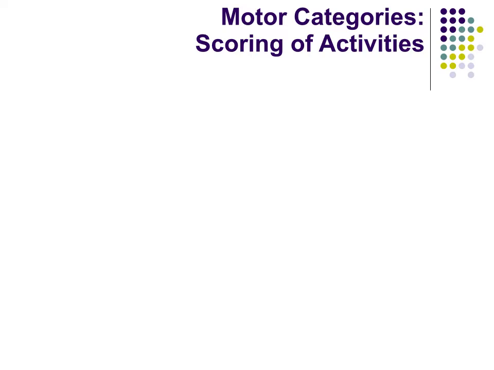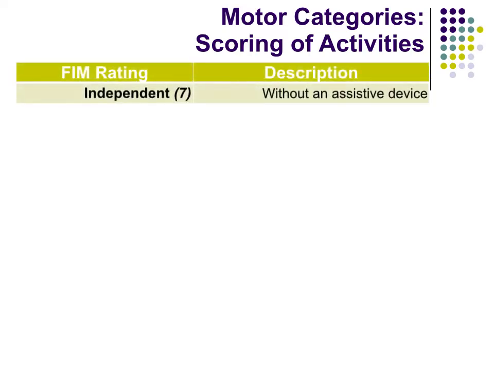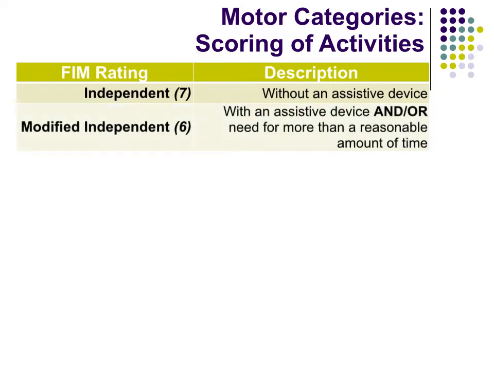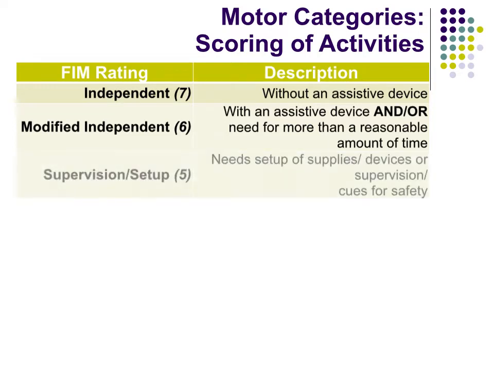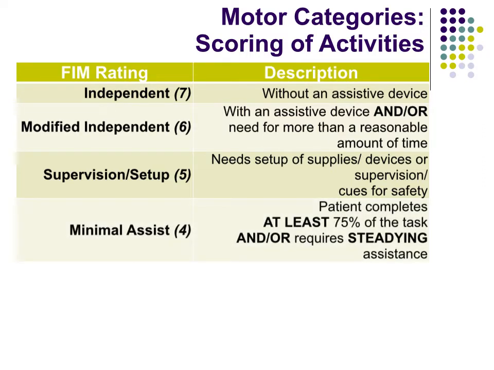So this next section is going to focus on the motor categories and the scoring of those activities. So we'll start with an independent FIM rating. That would be you and I performing these things without an assisted device. Modified independent would mean they would need an assisted device or they may need more than a reasonable amount of time to complete the task. Supervision and setup means the patient needs supplies, devices, or supervision and cues for safety to perform the activity.